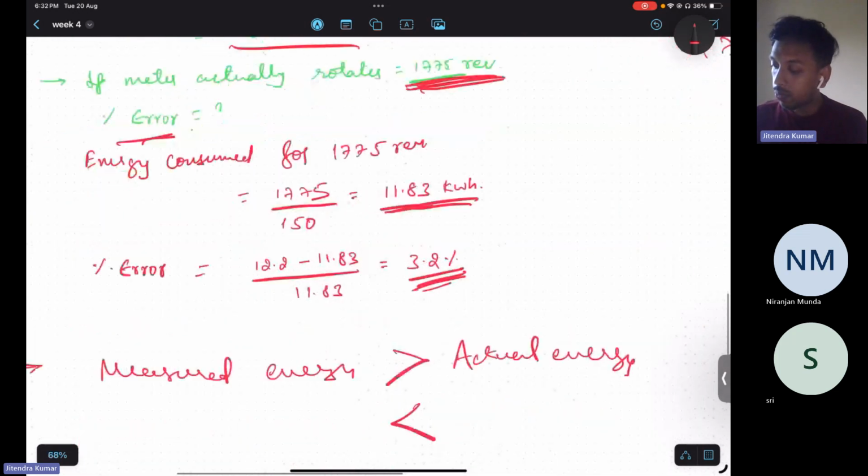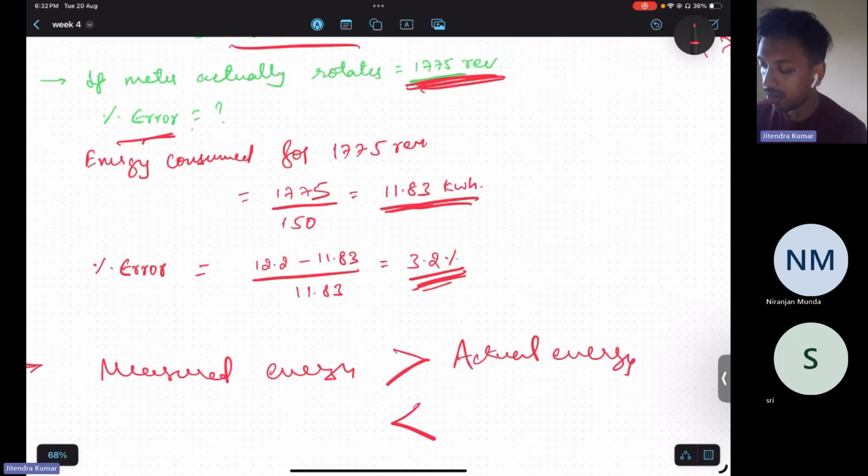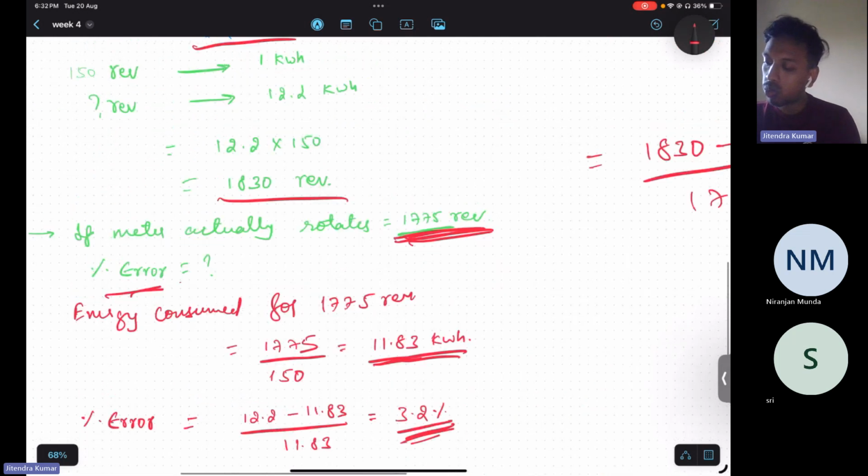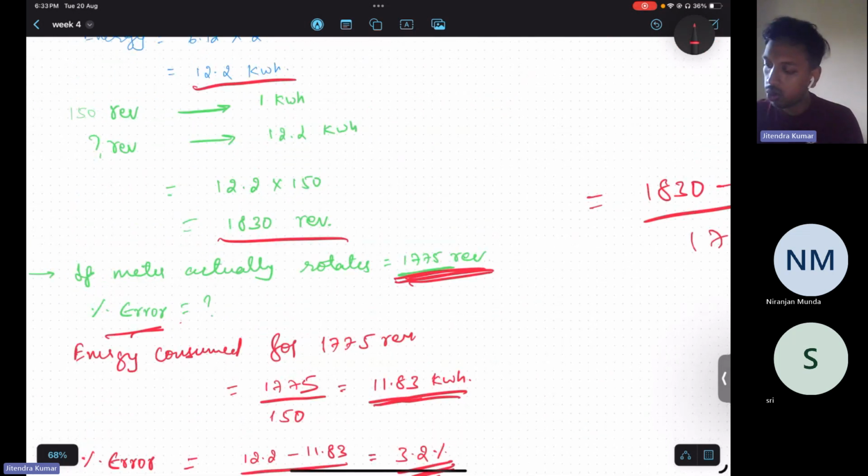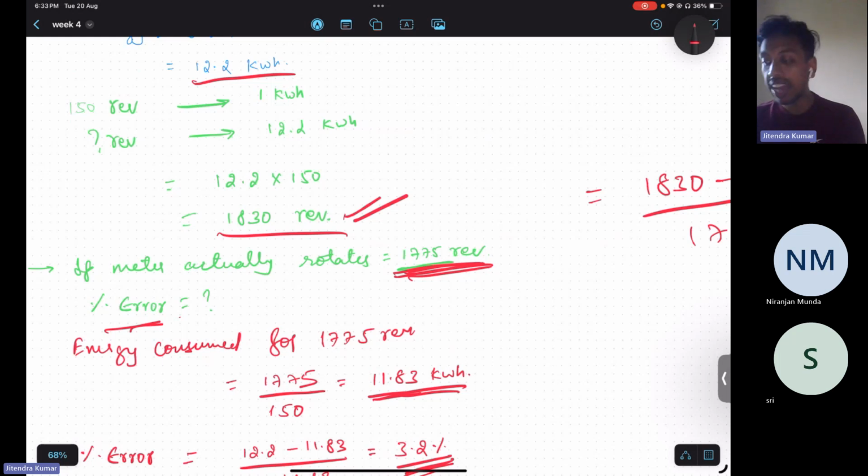For that, you need to compute the energy corresponding to 1775 revolutions. We measured 1830 revolutions, but actually it rotates for 1775 revolutions. So whatever we are measuring is showing more revolutions for the same amount of energy, right? So in that case, the energy measured is less than the actual energy.